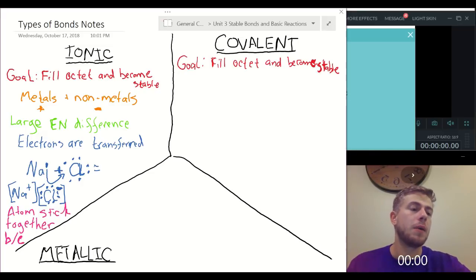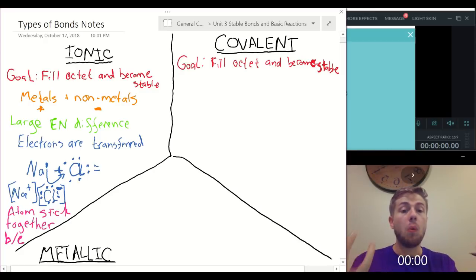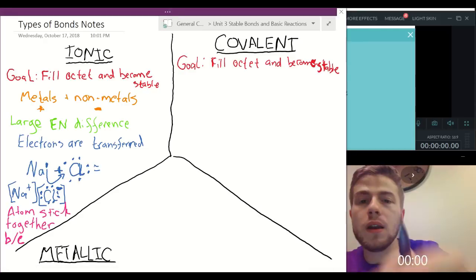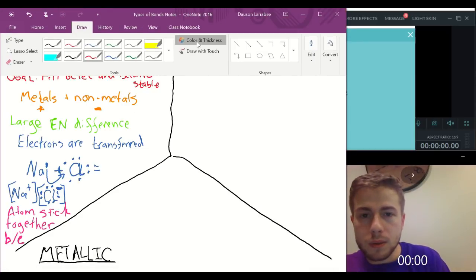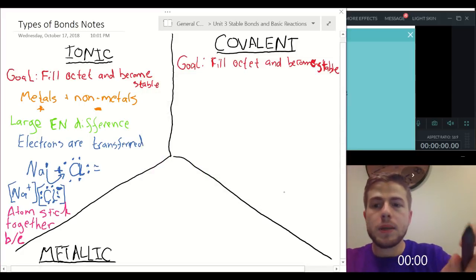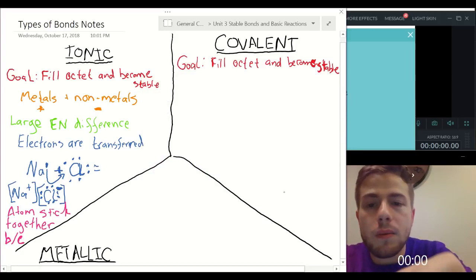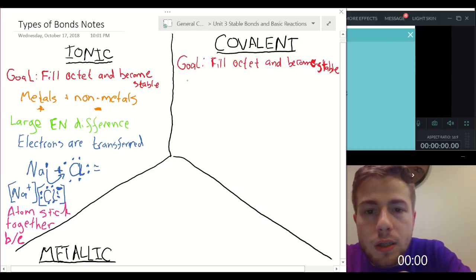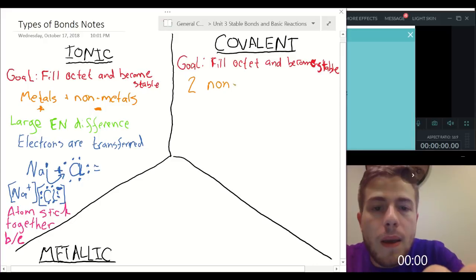So in order to talk about how they do it, we've got to talk about what two atoms covalently bond. Covalent bonds always happen between two non-metals. So I'm going to use orange again, and I'm going to say covalent bonds happen between two non-metals.